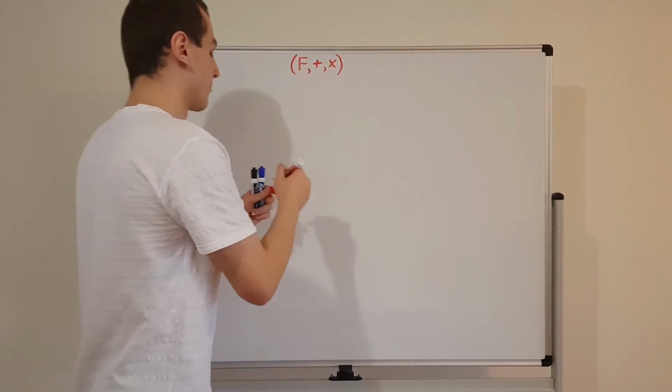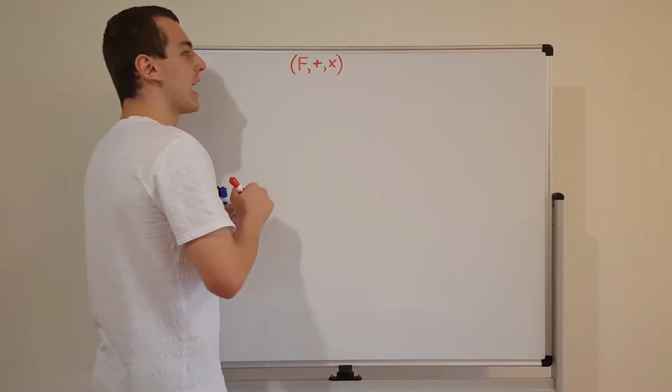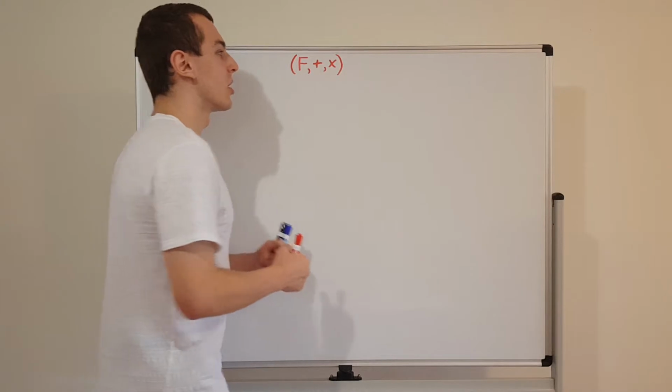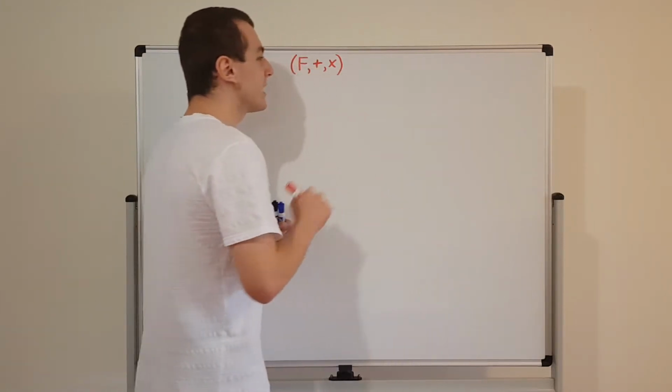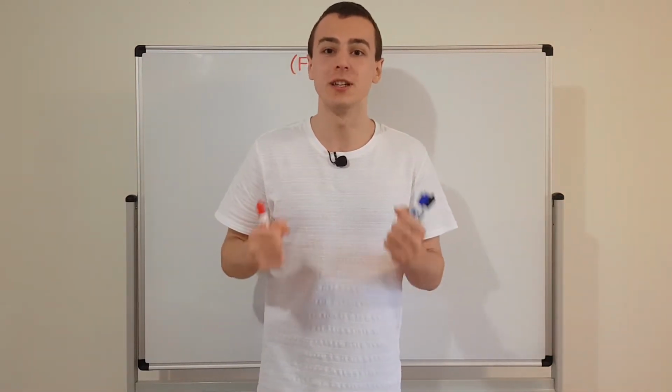I'm going to put some parentheses around here, and that is telling me that I have a field defined with two operations. Now I'm going to go through a set of axioms for addition, and then an analogous set of axioms for multiplication. And then finally, I'm going to go through one axiom that links together those two operations. And that axiom is called distributivity.